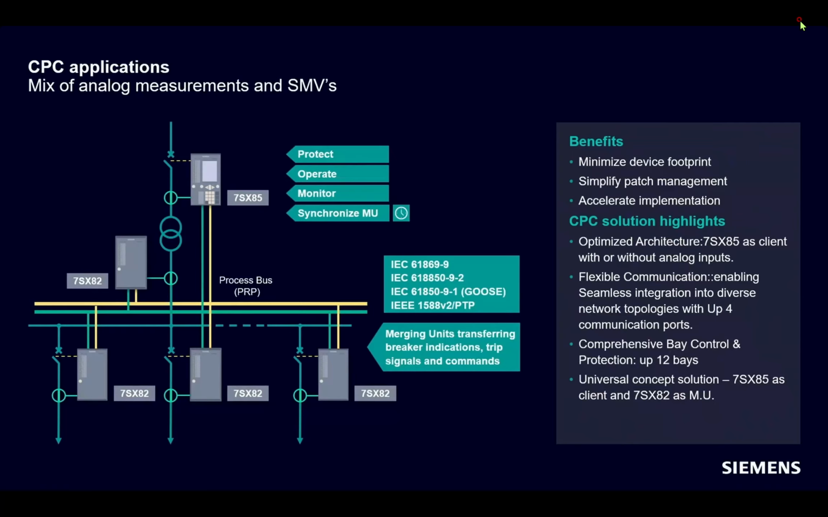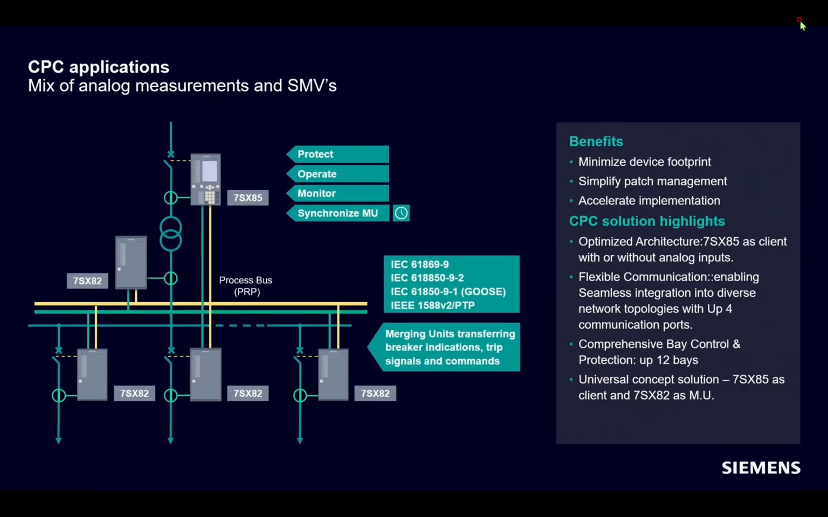Let me start with the first application and its benefits. This is a single busbar station with one incomer and feeders, which is protected by the Universal Protection Device 7SX85 that has the functions to protect, operate, monitor, and synchronize the sampled values. The application here uses both analog signals and sampled measured values, SMVs. This mix gives us more flexibility and helps to reduce the number of devices. That means less hardware, lower cost, and easier installation.